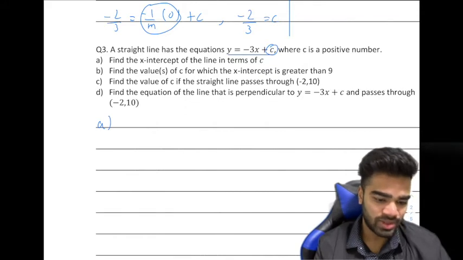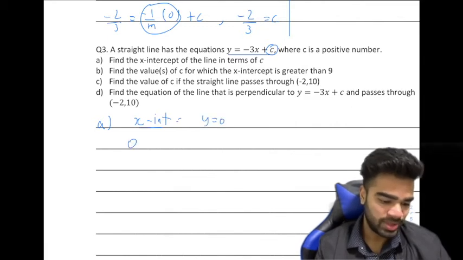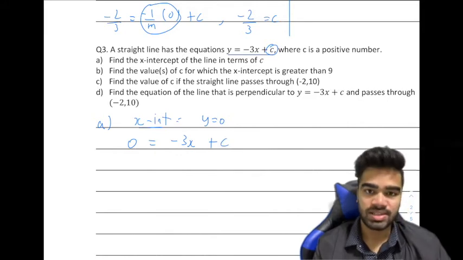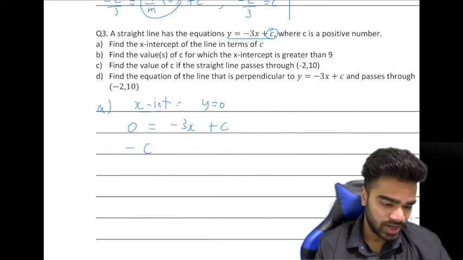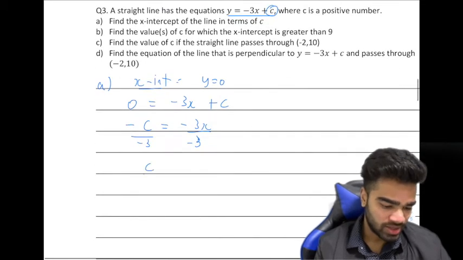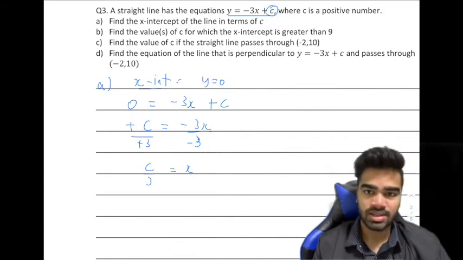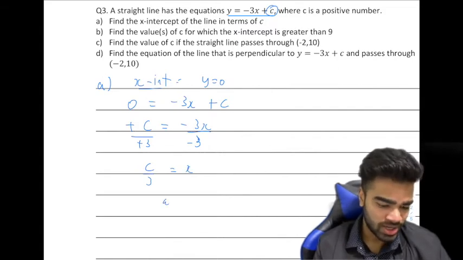Find the x-intercept of the line in terms of c. Again, we do the same thing here. The rule for x-intercept is basically simple. Y is equal to 0. Same thing as always. So you do 0 is equal to negative 3x plus c. Right? So now just solve for x. So you take c to the other side by subtracting. Negative c is equal to negative 3x. And then solve for x by dividing both sides by negative 3. So you're left with c on 3, because negative and negative you can cancel, is equal to x. So the x-intercept, if you put it in coordinates, is c over 3 and 0.